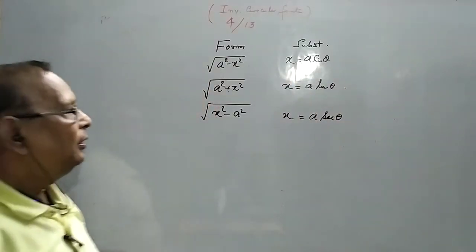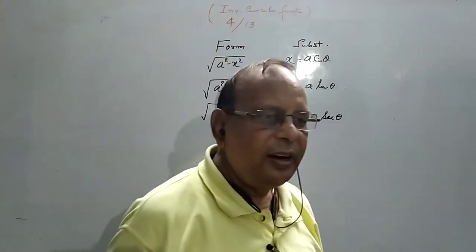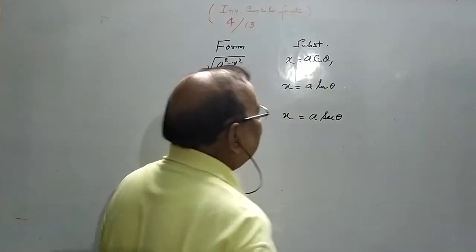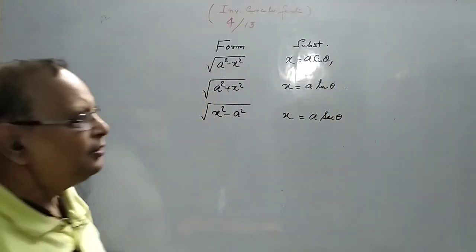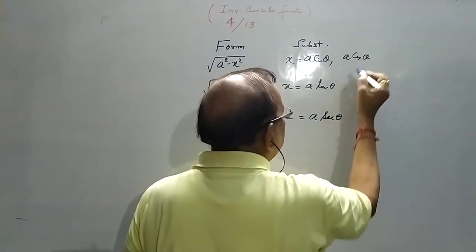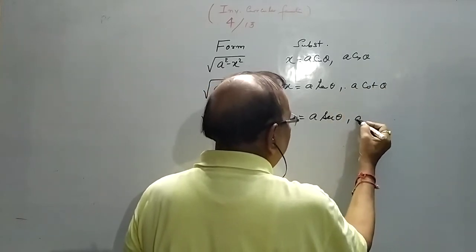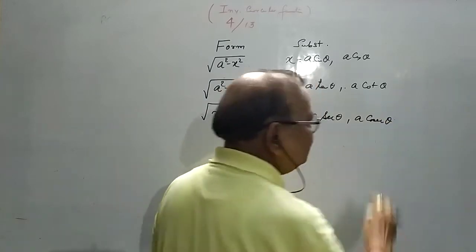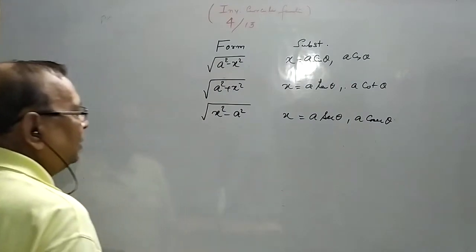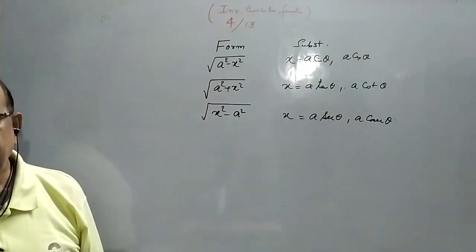Now, we may consider the other trigonometrical ratios pairwise. That is, for a sin theta, we may consider a cos theta. Either of the two, a cot theta, a cosec theta, that is the co-function. Generally, in the first stage, this is what appears to be substituted.